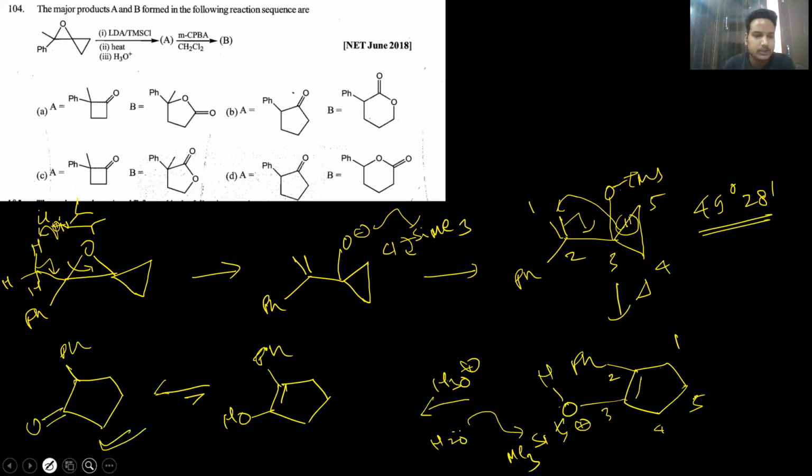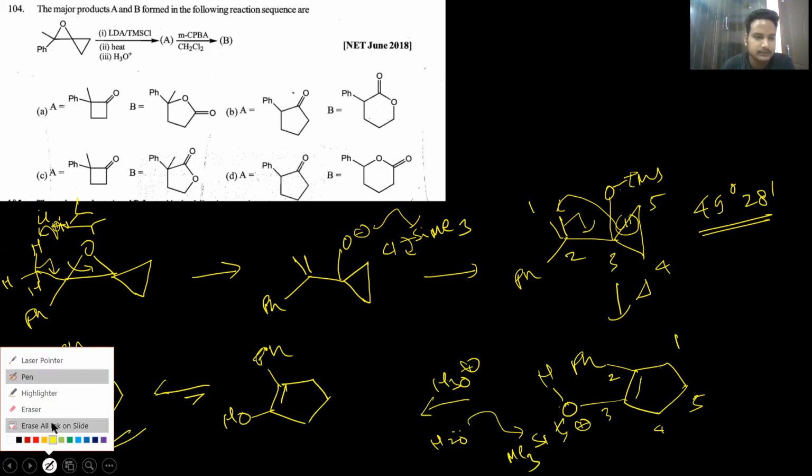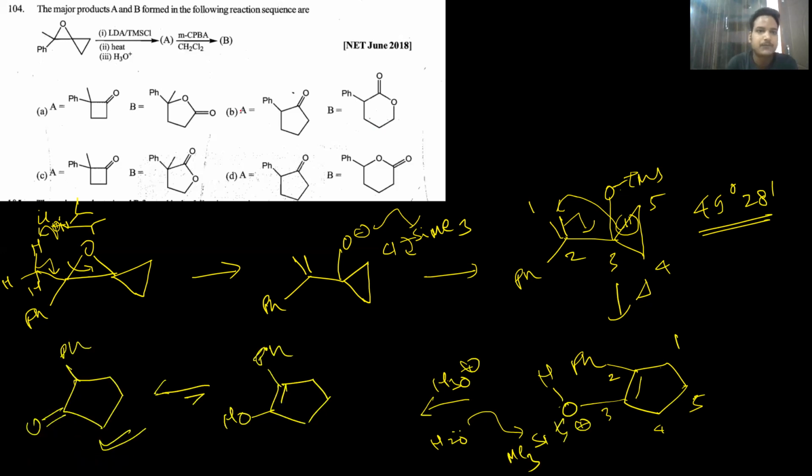So according to this, what is our answer? Okay, so a 5-member ring. In the first option, a 4-member ring, this is not correct. So with a 5-member ring, option B may be correct, or option D may be correct. So till now we have solved 50% of the question, and in this 50% we have observed that a 4-member ring is not going to be formed here. We are ending with the 5-member ring. So now we will see what happens in the next step. I am erasing all the steps.